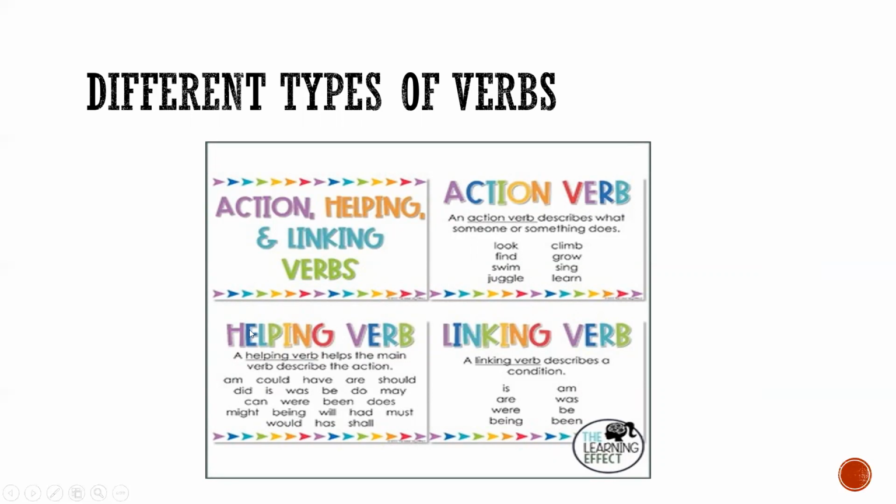Okay, as we've mentioned, helping verbs, you couple them with action verbs, right? For example, could find, are swimming, shall climb, and so on and so forth. Linking verbs usually link, or connect, your subject and your predicate in the form of a noun, a pronoun, or an adjective. Okay, let's provide you with an example.